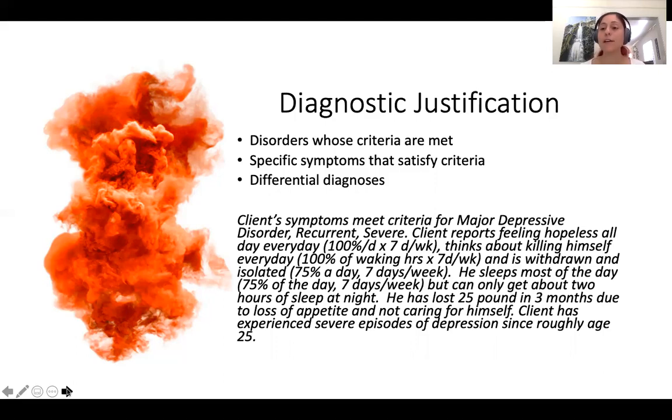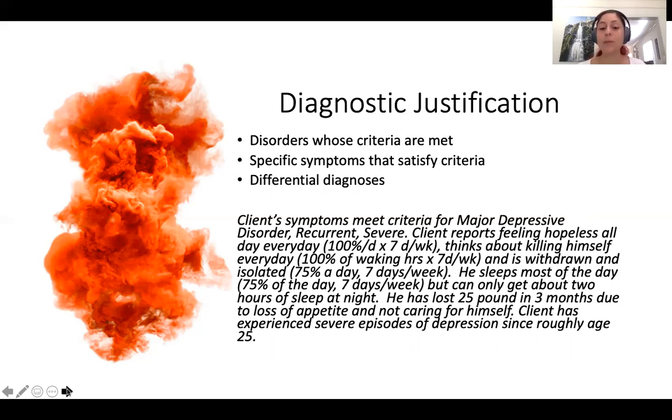So my first sentence here tells you what the disorder is, including relevant specifiers and severity. So client symptoms meet criteria for major depressive disorder, recurrent, severe. Okay. Then I'm giving the specific symptoms that satisfy the criteria. I'm not just listing what it says in the DSM. I'm talking specifically about this client and giving frequencies and intensities where appropriate.